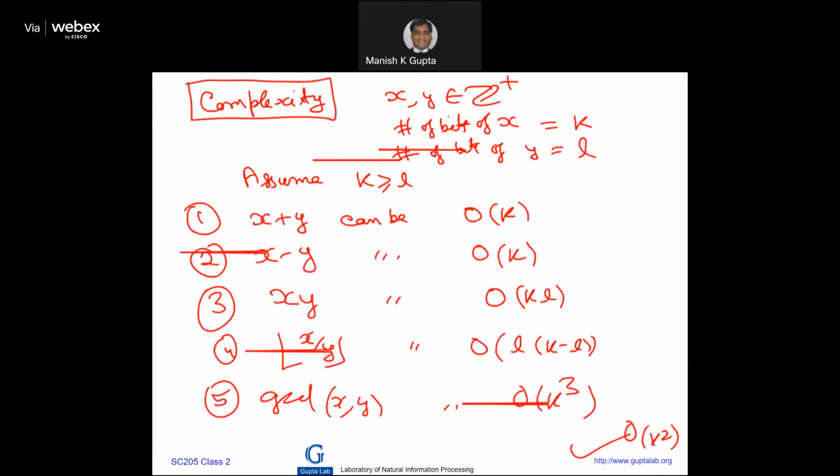Basically, the important thing is the complexity, because I'm just skipping a few things since you know them already from the discrete math class. If you have not done it, you can always revise it. If x and y are positive integers, the number of bits in x is suppose k and the number of bits in y is L. Assume k is at least L. Then x plus y can be done in order of k, x minus y can be done in order of k. This big O notation also you know, right?